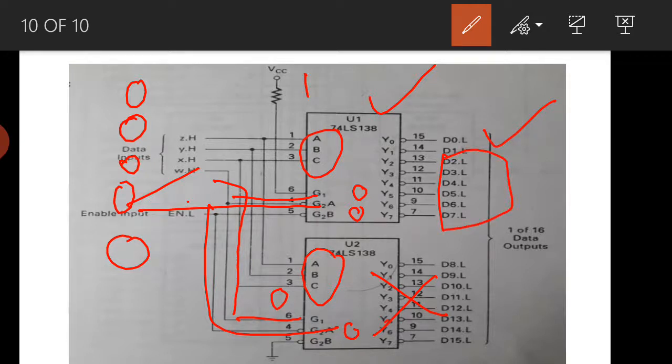So by giving 0 0 0 with enable 0, the first output D0 is active, and the second IC is not active, means its outputs stay high only. So this is inactive. Like this, the first output is selected when the input combination is 4 zeros.